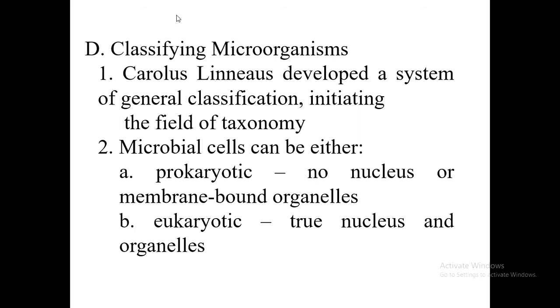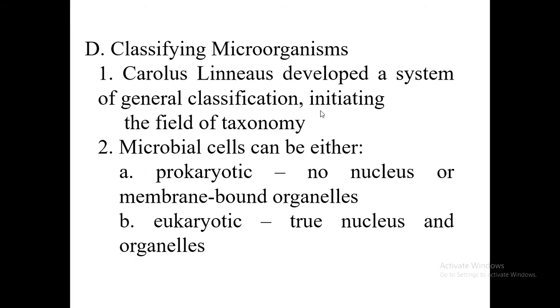Alright. So the scientist named Carolus Linnaeus developed a system of general classification. He first developed how organisms can be classified, what the aspects and factors should be, and the classes into which all the microbes will be sorted orderly. He initiated the field of taxonomy. So if I ask who initiated the field of taxonomy, you must answer Carolus Linnaeus.